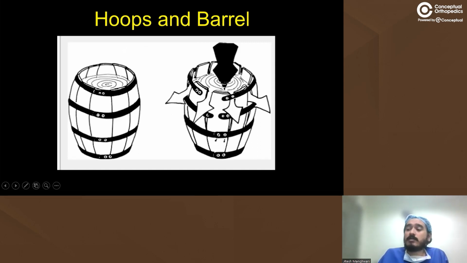What is the hoops and barrel concept? Basically, you have to imagine the nucleus pulposus to be under very high pressure, contained via a barrel. Until everything is fine, the water is inside and the barrel is completely intact. If because of some reason there is excessive pressure on the water, the barrel may start to give way like this, and there may be slippage of water.